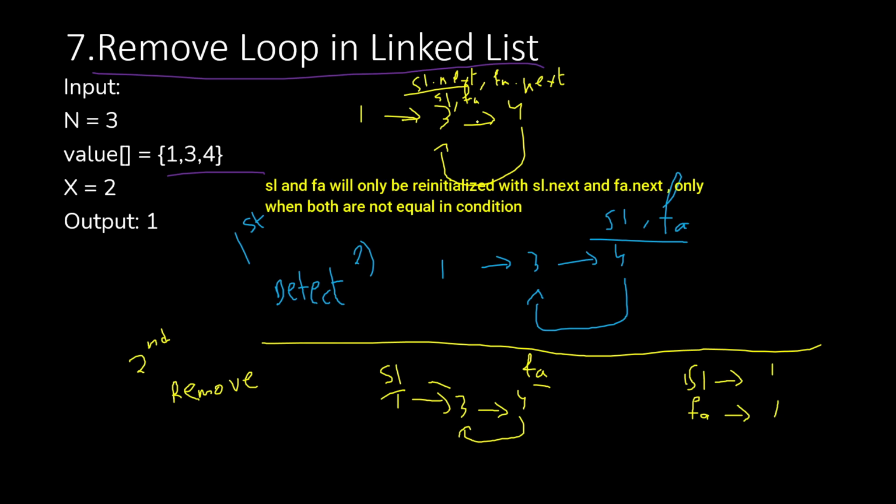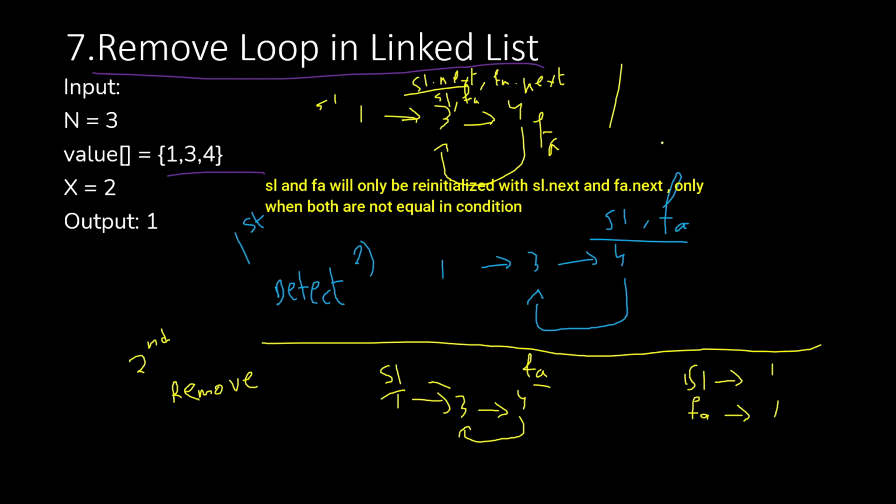But if we don't rewrite this, and we are just checking whether SL dot next is equal to FA dot next or not: SL was here previously and FA was here previously. We just check here without any rewriting. Now check whether FA dot next is equal to SL dot next or not. Yes, it is equal. That means FA dot next is the point where the loop has occurred.